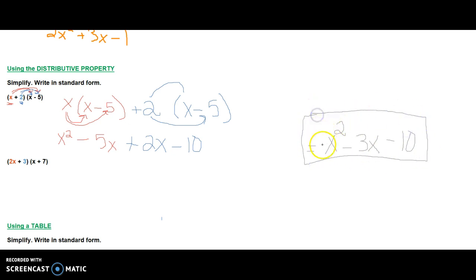Pause the video right here and try the next problem on your own. And when you're ready, unpause the video to see the answer.